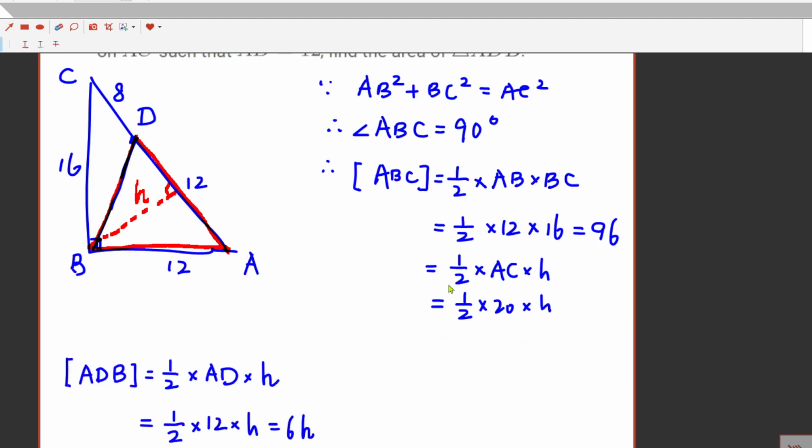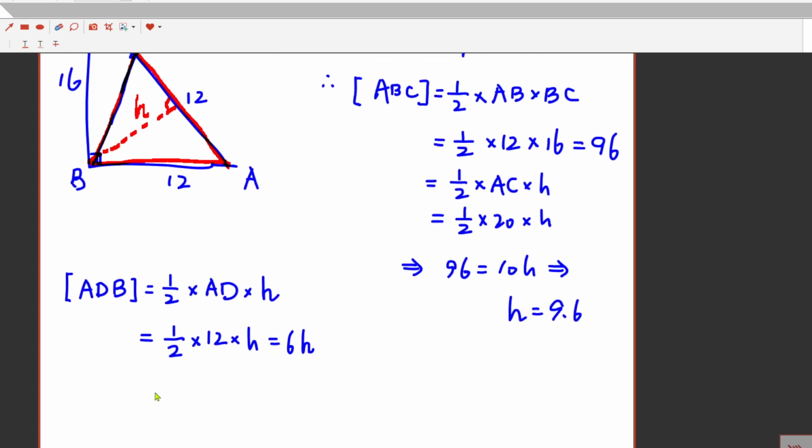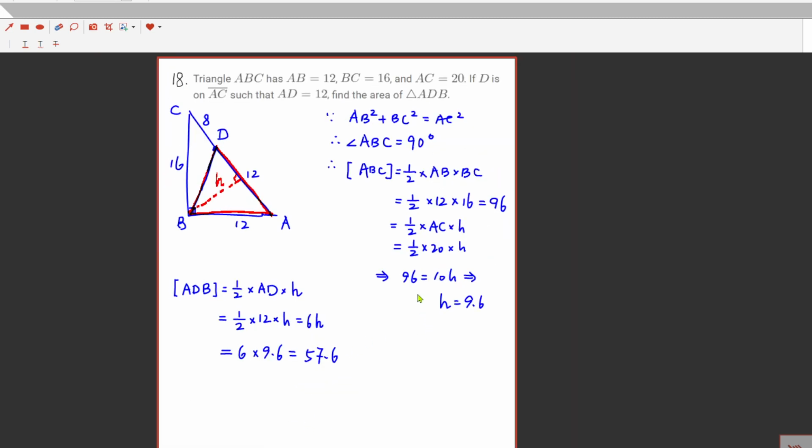Okay, I'll just write it here. So we have 96 is 10H, which gives us H is 9.6, right? And if you know H, of course, the area of ADB is 6 times 9.6, which is 57.6, right?